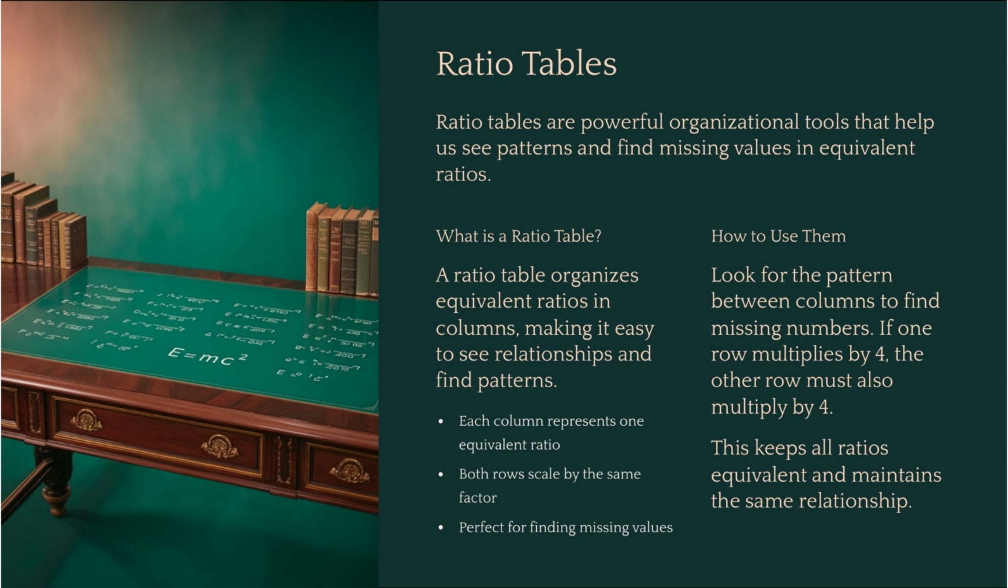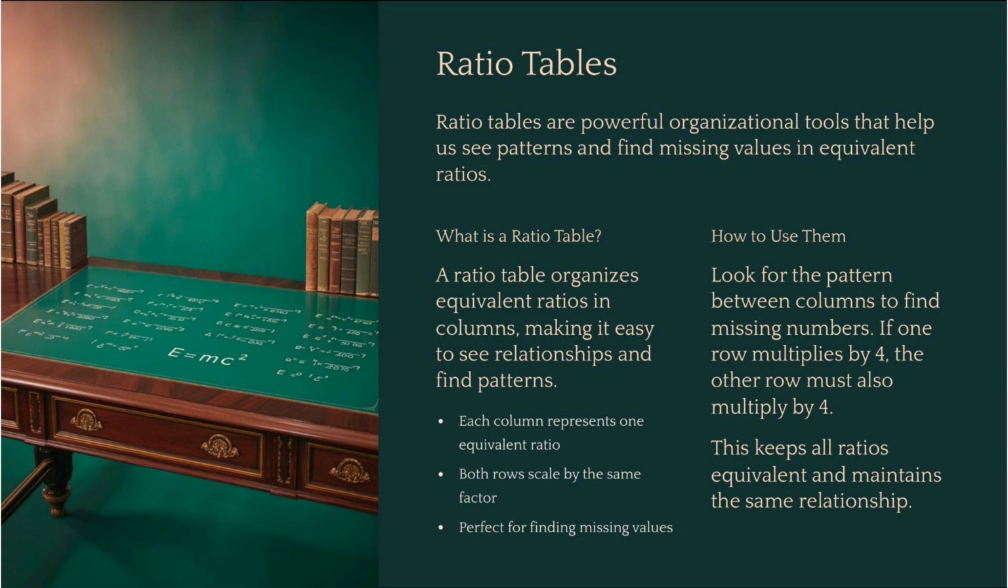When you have to find many equivalent ratios, especially when solving larger word problems, a ratio table is the perfect tool to keep things organized. It's essentially a simple chart where each column represents one equivalent ratio. For instance, if you're tracking how much paint you need, you might have one row for the red paint amount and a second row for the blue paint amount.